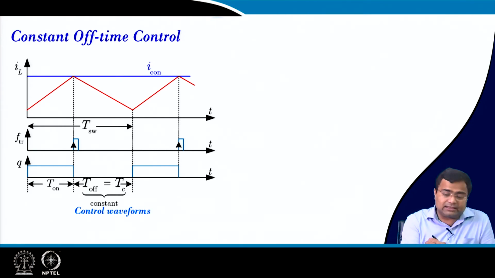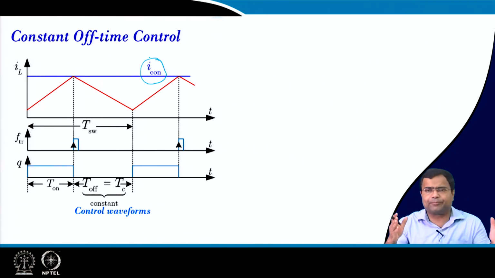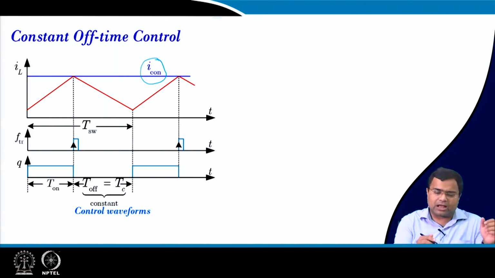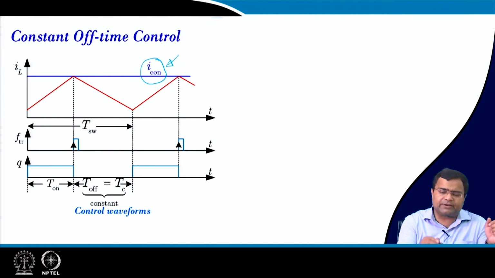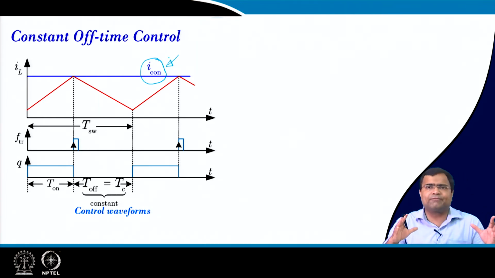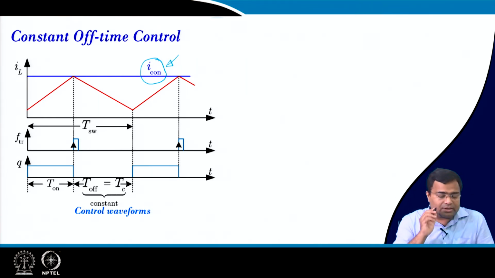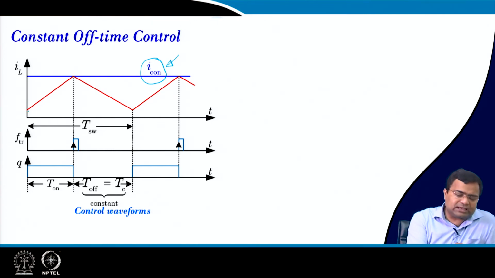You can see there is a peak current reference, which may come from an outer voltage loop. Either you can use a constant current reference or it can be the output of a voltage controller. Then how does it work? Initially the inductor current rises, and when it hits the peak limit, the switch turns off. When the switch turns off, then as the name implies, it is constant off time control.